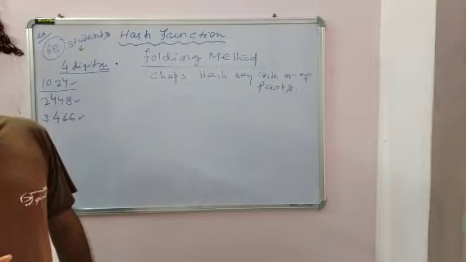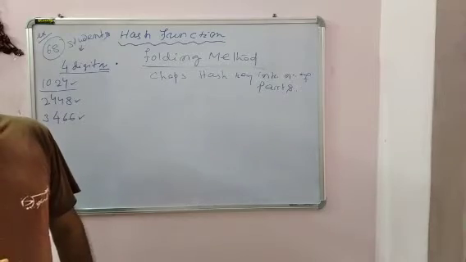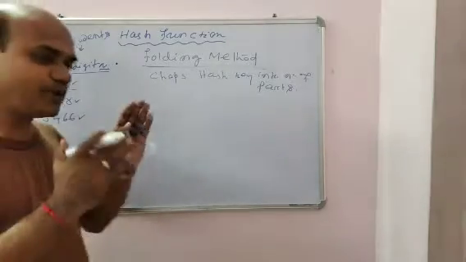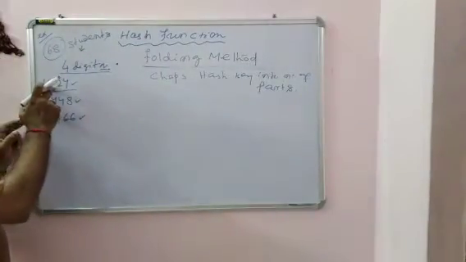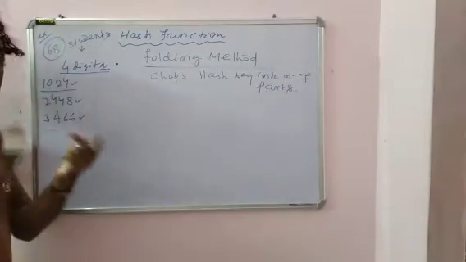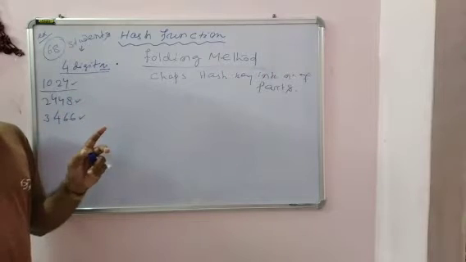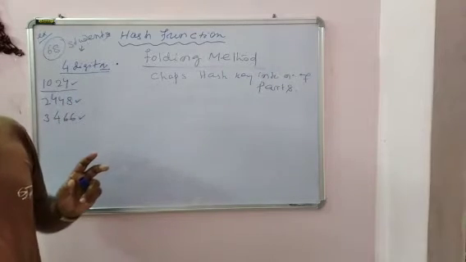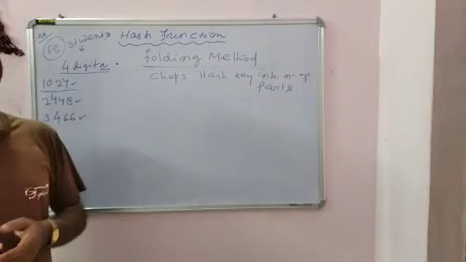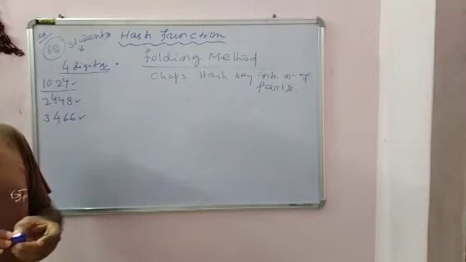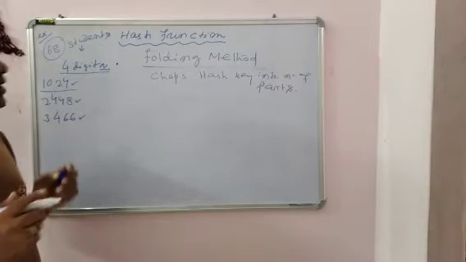We can also reverse even number of parts to retrieve the hash function. First we divide the key value and add the parts. We can also ignore the carry values. Also we can calculate in the reverse way. So this folding method of hash algorithm is represented by h of k.